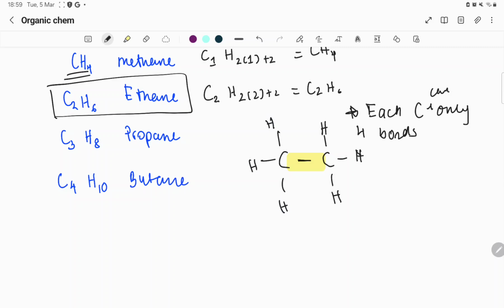And each of them have 4 total. 1, 2, 3, 4 satisfied over here. 1, 2, 3, 4 satisfied over here. And if you count the number of carbons, 1, 2, C2, and hydrogens, 1, 2, 3, 4, 5, 6, H6. So yeah, you ended up drawing ethane.